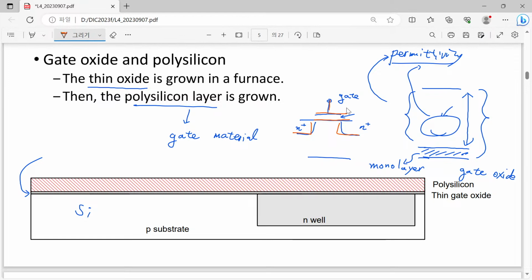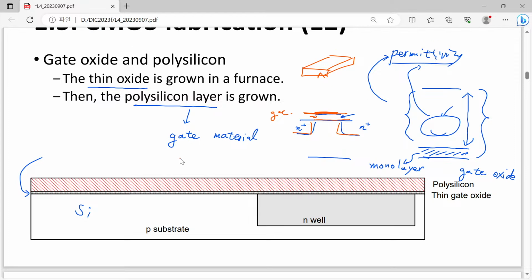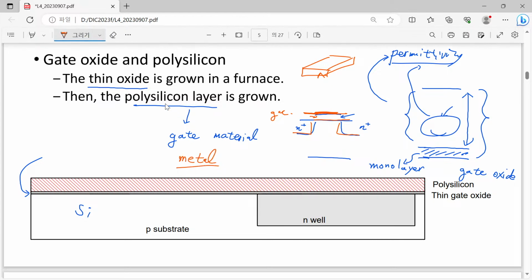However, think about this gate. How can you attach our gate? Actually, the gate is a metal, a relatively large structure. And how can we connect this metal to this point where our thin gate oxide is? We need some glue between this interface and our large metal line. So previously we introduced polycrystalline silicon, sometimes called polysilicon, to attach our metal and this gate oxide. But nowadays, instead of polysilicon, we use metal as a gate material.